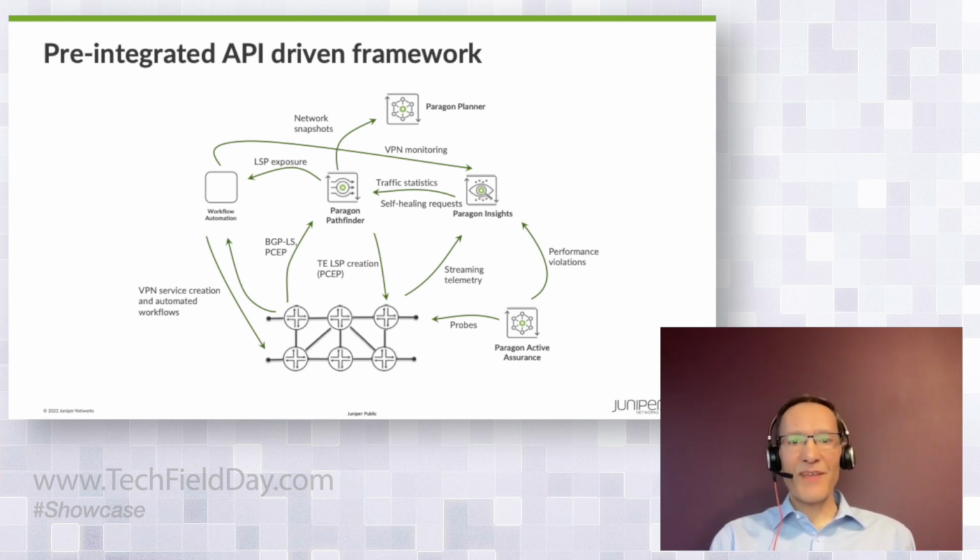If the performance levels are violated, then Active Assurance can send an alert to Paragon Insights so that it can take actions accordingly. And finally, Paragon Pathfinder can create snapshots of the live network, and those can be passed on to Paragon Planner so that you can perform capacity planning and simulation in a network model that has been derived from the live network.